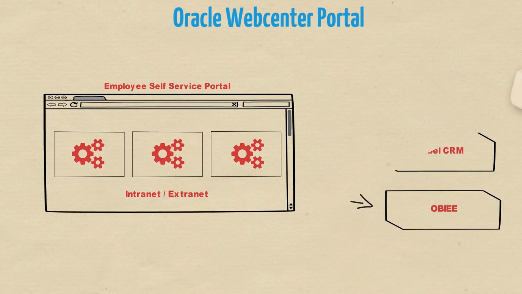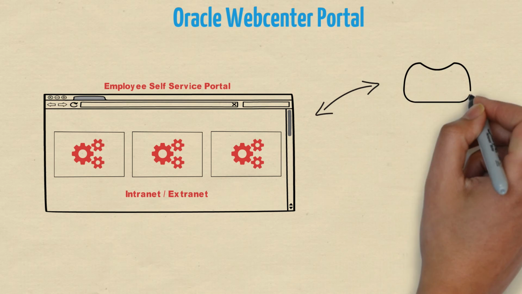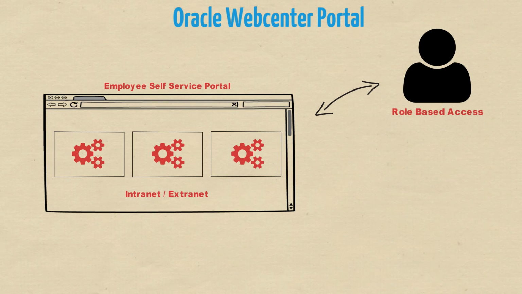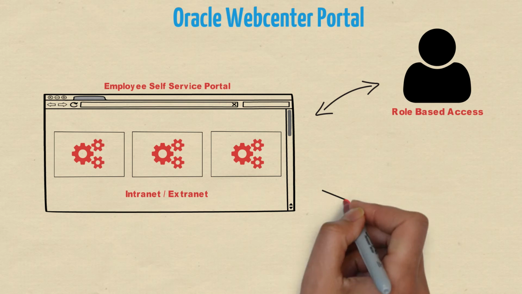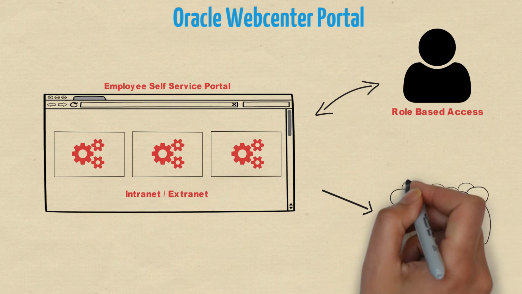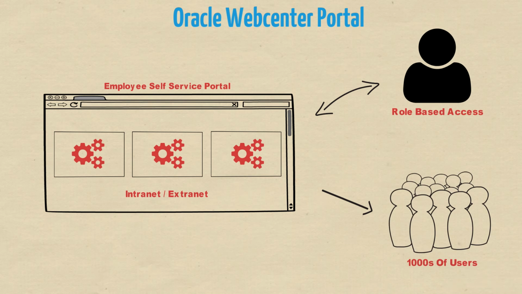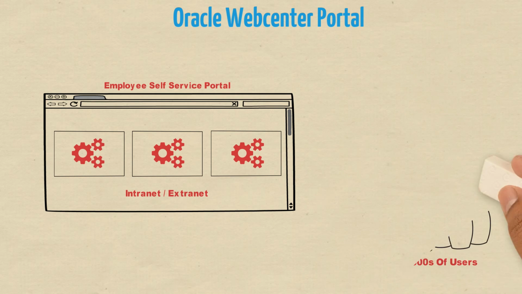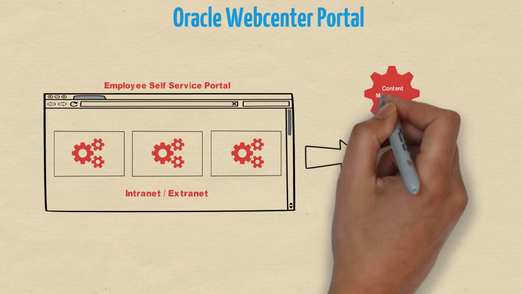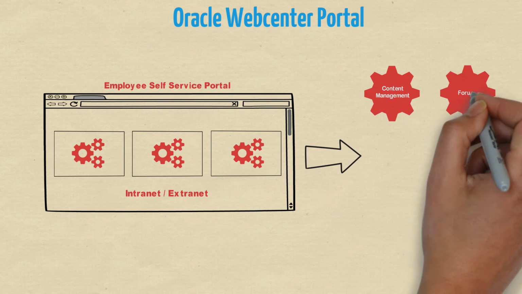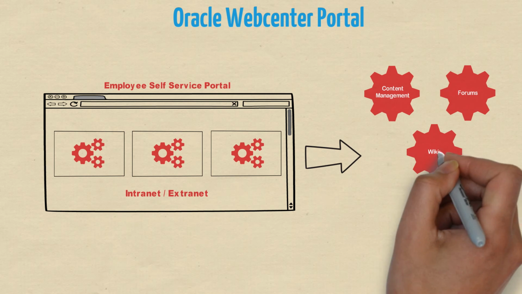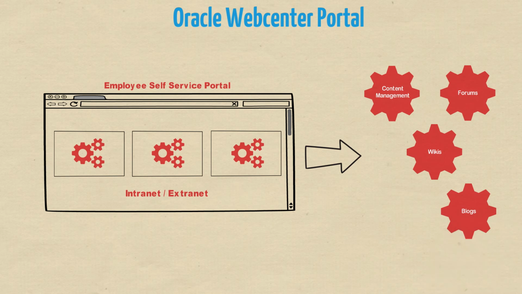WebCenter Portal enables role-based access, and the administrator can restrict the information based on users' roles. For example, managers can see more sections compared to a normal employee. WebCenter normally supports thousands of users, enabling end users to create, update, and access content and services from various backend sources. These services include content management, discussion forums, wikis, blogs, data visualizations, all from a single WebCenter Portal context. So that's a brief overview of WebCenter Portal.